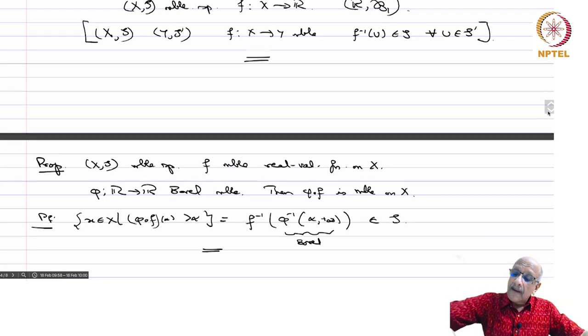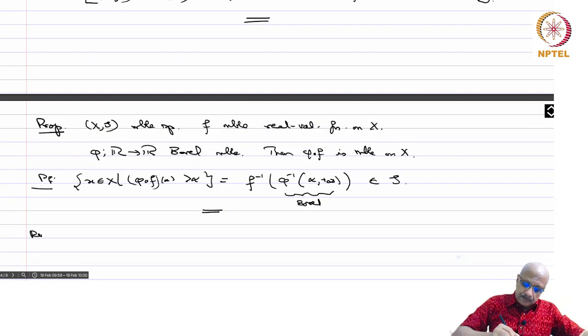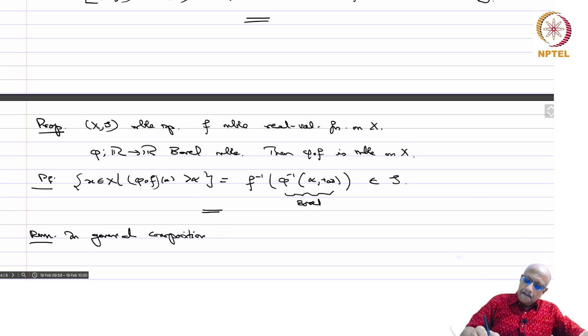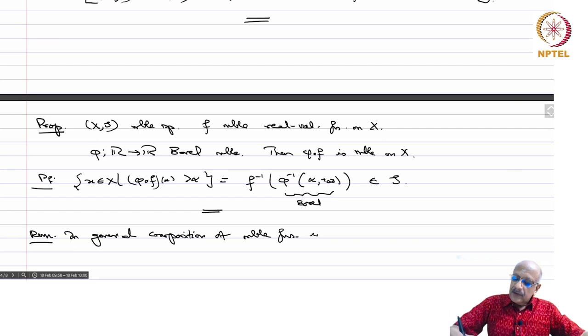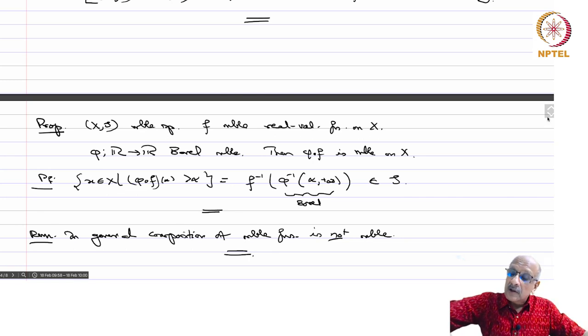So remark, in general the composition of measurable functions is not measurable. We will see an example of this, but if you have that the second function is Borel measurable from R to R, then the composition is measurable. Okay, so that is the moral of the story.